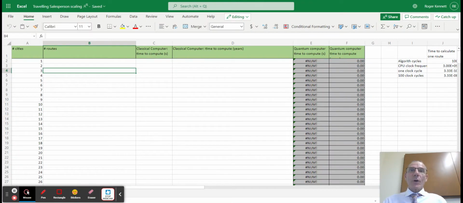Okay, let's work through how to do this spreadsheet together. So download the spreadsheet, open it up on your computer, have it looking something like this, and then when you've done that, you can start this video up again.